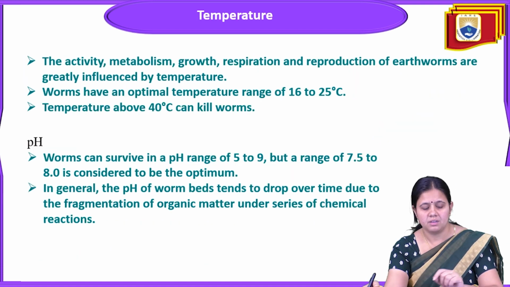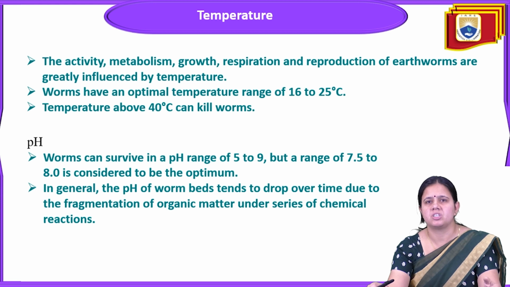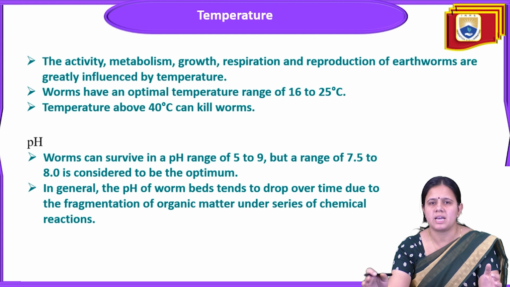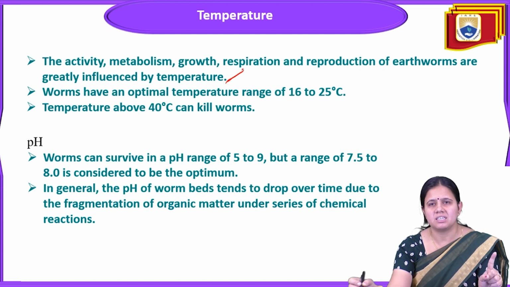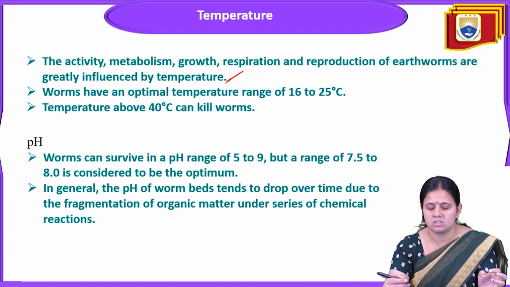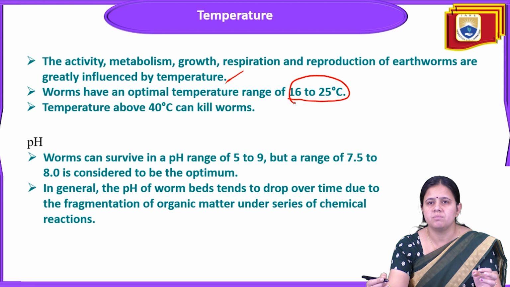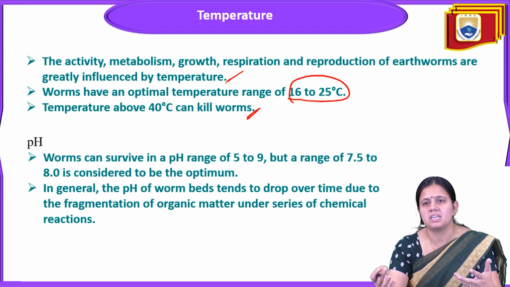The next point is temperature and pH conditions. The activity, metabolism, growth, respiration and reproduction of earthworms are greatly influenced by temperature. Worms have an optimal temperature range of 16 to 25 degrees Celsius. Temperatures above 40 degrees Celsius can kill the earthworms.